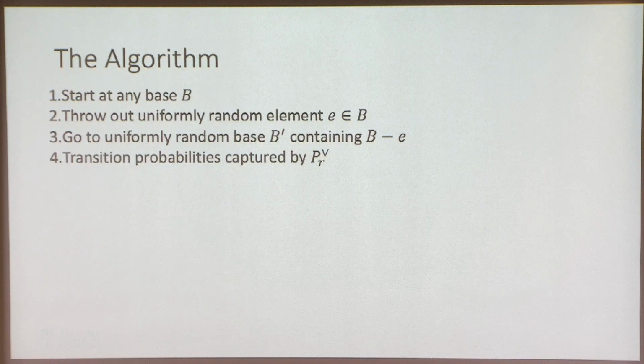So you start at a base. You throw out a uniformly random element. So this gives you a size rank minus 1 independent set. And then out of all bases that contain it, you pick a uniformly random one and you transition to it. Okay. And then we will capture the transition probabilities of these steps via this matrix, P_R of down-up. So down-up is to signify that we first throw out an element and then you come back up, you complete to a base.